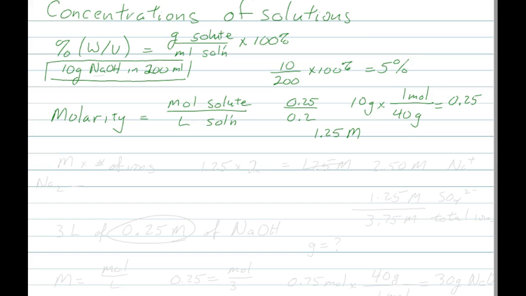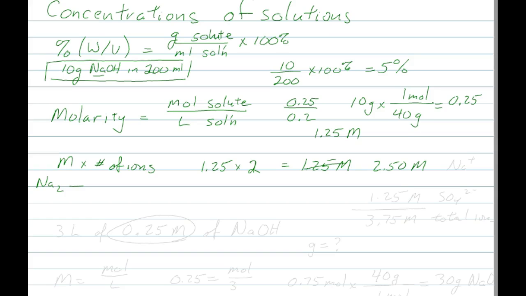Sometimes you want to know the molarity or concentration of the ions, or the electrolytes. That is the molarity of the solution times the number of ions. In this case, there's 1 Na, so the molarity is 1.25 times 1, because it's 1 Na, giving 1.25 molar. If it was Na2, then that would be a 2, and you get 2.50 molar.